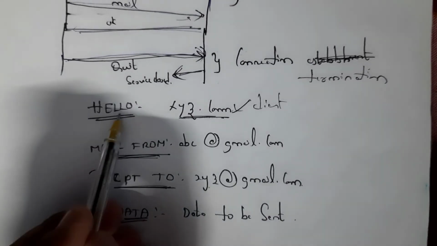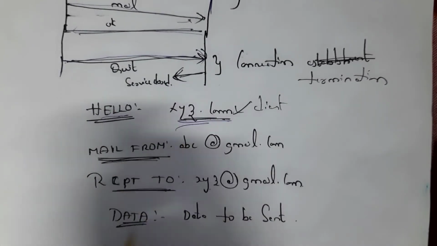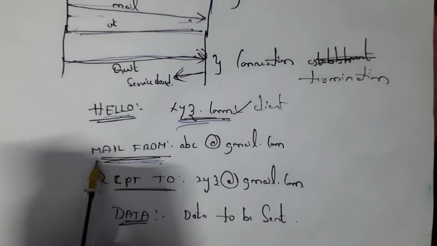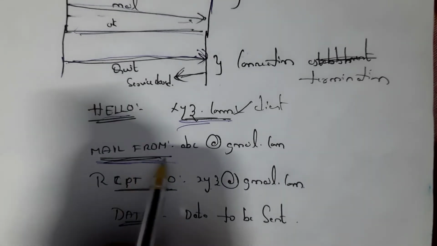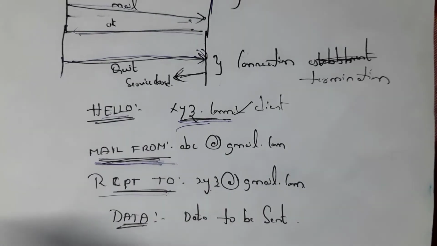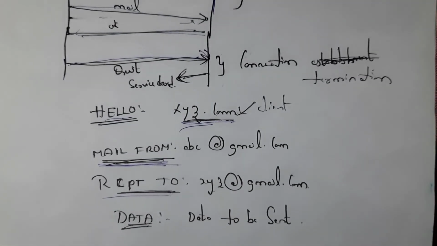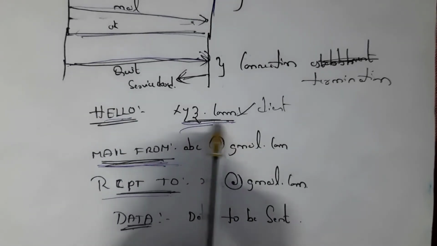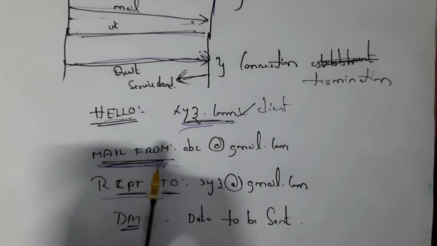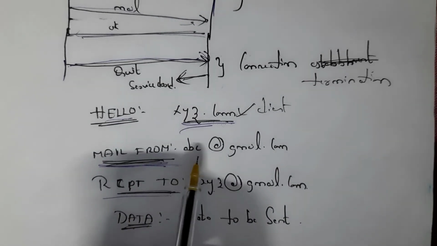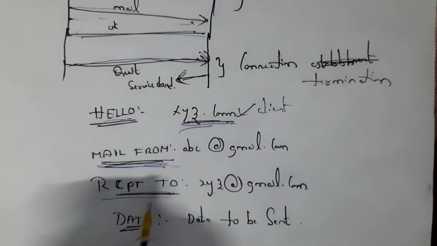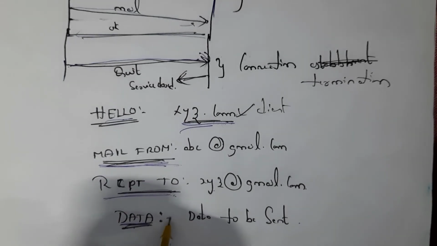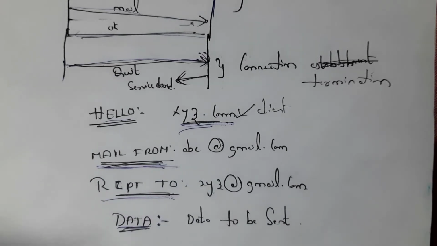This person is the client, xyz.com is the client. Then here, Mail From, we need to write two mails, that is the sender mail as well as the server mail. For example, this is the client and you want to send mail to abc@gmail.com. And data is nothing but what kind of data the sender is sending. That can be either an image or a PDF, etc.